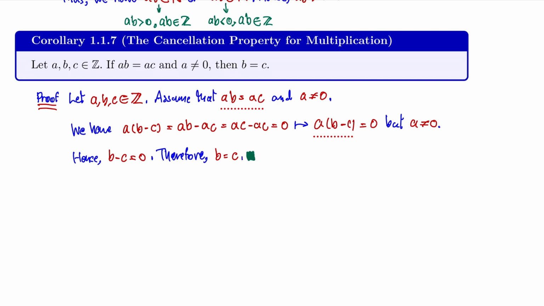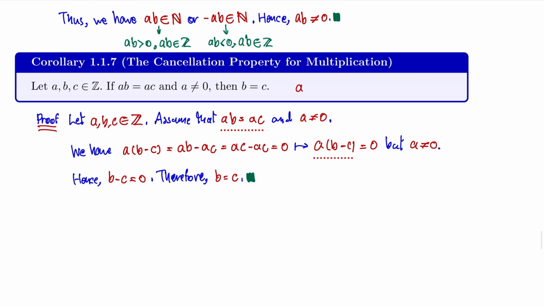This is the cancellation property. So if you have ab equal to ac and a is not 0, and a, b, c are integers, this implies that b equals c.